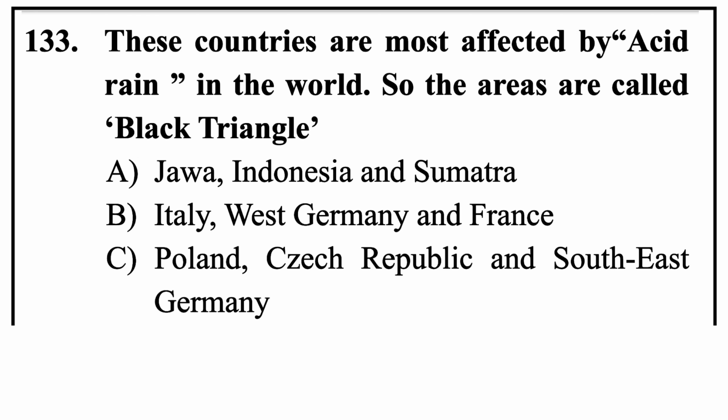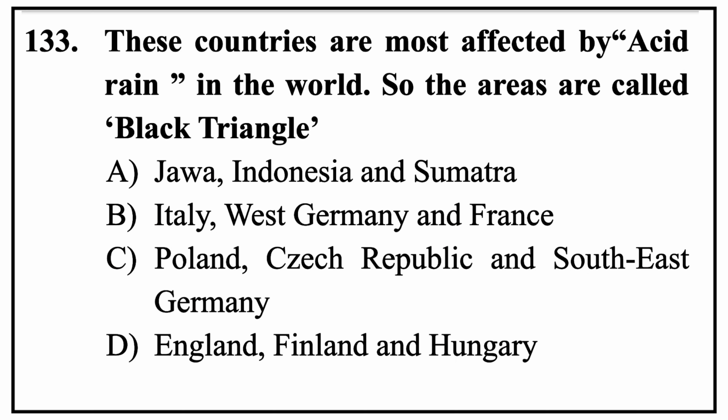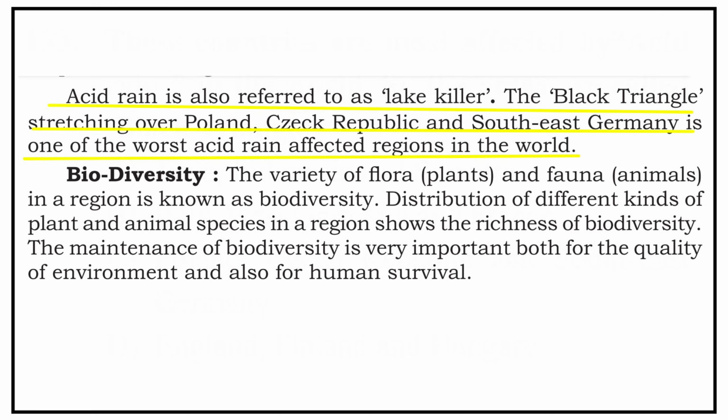133. These countries are most affected by the acidic rain in the world, so the area is called black triangle. Options are A. Java, Indonesia and Sumatra, B. Italy, West Germany and France, C. Poland, Czech Republic and Southeast Germany, D. England, Finland and Hungary. Here is the answer.